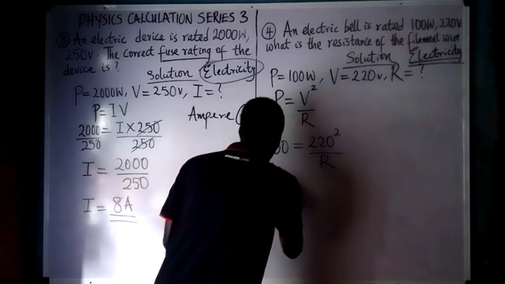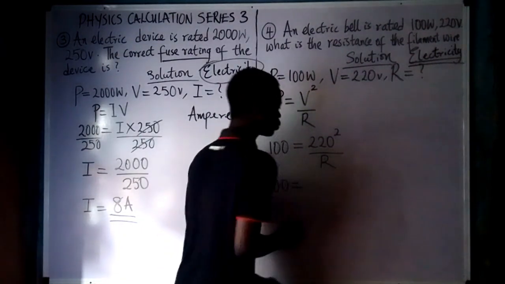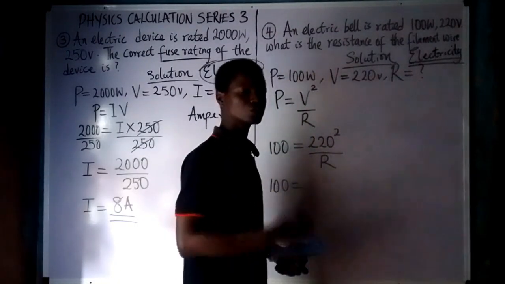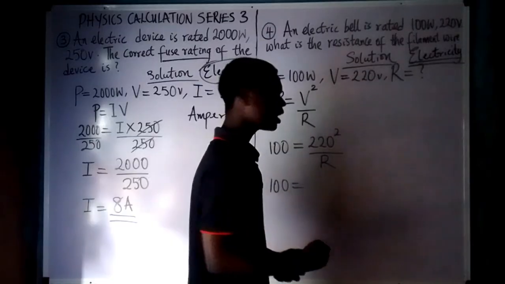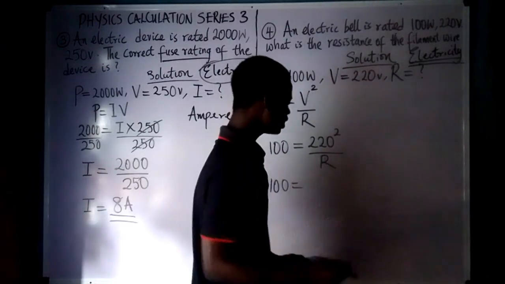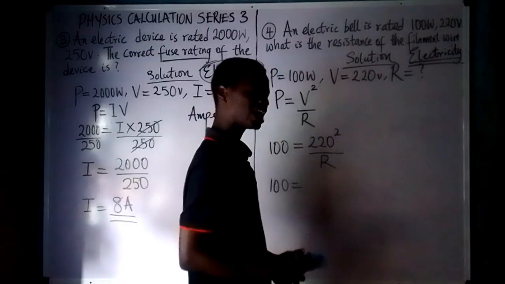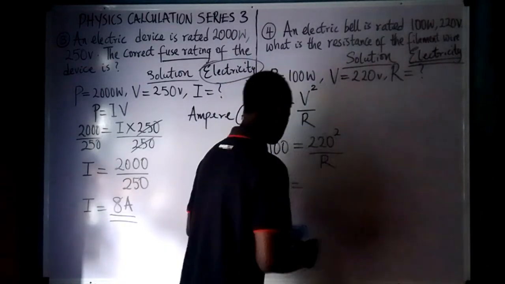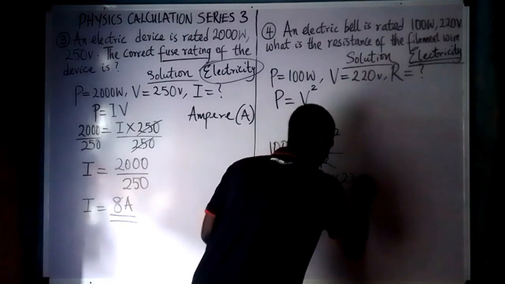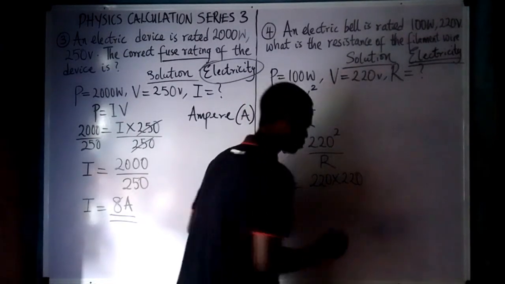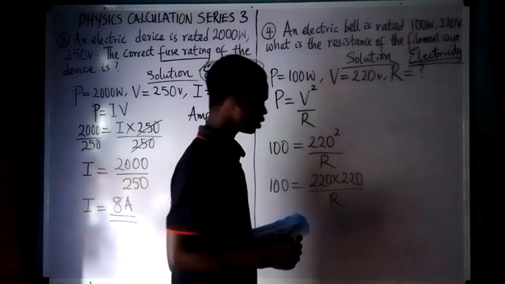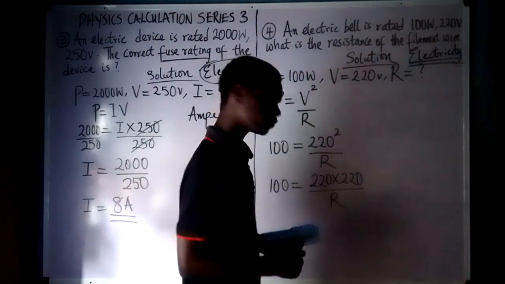We can say 100 is equal to 220 squared. What does that mean? Now when you're asked to square a number, it is that number times itself. So 220 squared means 220 times 220. So I'll write that out. 220 times 220. Everything divided by what? R. Now since we are asked to find R, I have to make R the subject of this equation.